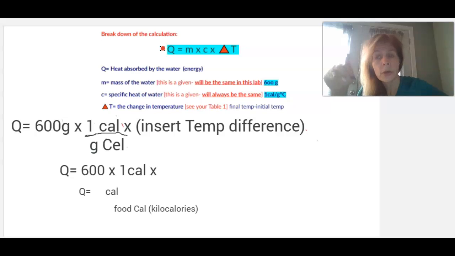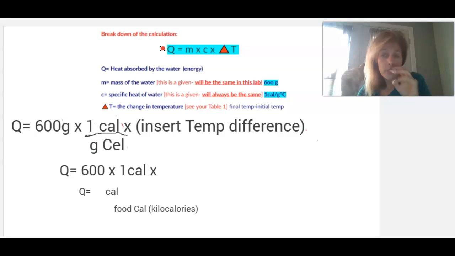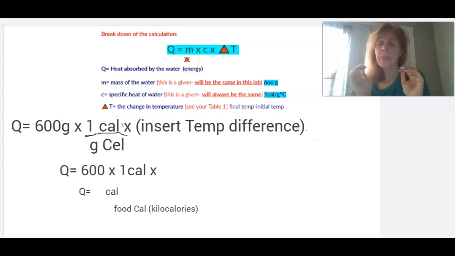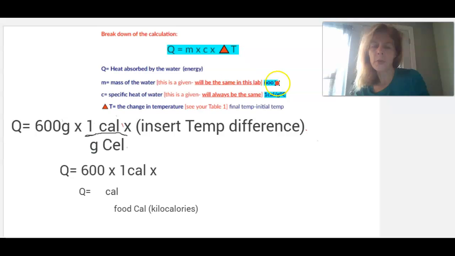And when you took the temperature, I don't know if you noticed, but inside the device there was water in it, okay? And so when you ignited the food, the energy trapped in the food was transferred to the water. So that's what Q is, and we're calculating Q. M is the mass of the water. The water I just told you was in the calorimeter. That is a given. And they really didn't explain that to you, so that will always stay the same. That 600 grams will be a constant for this investigation.